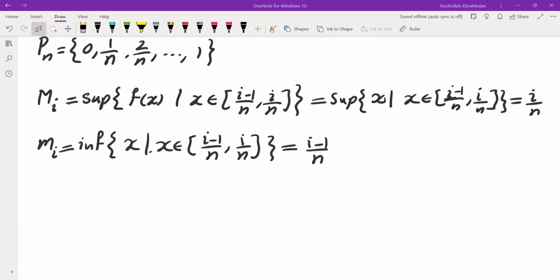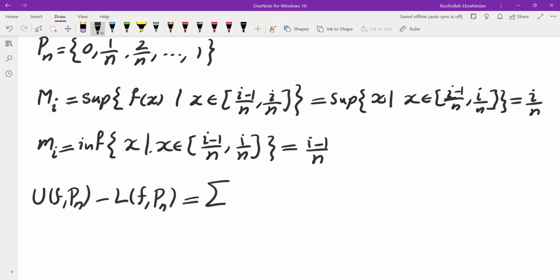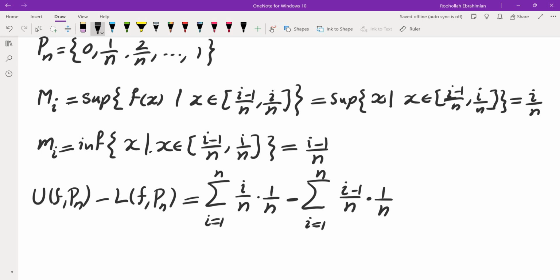If you look at the upper sum minus the lower sum, you would get the sum of capital Mi, which is i over n, i equals 1 to n, times the width of each interval, which is 1 over n, minus the sum of i minus 1 over n times 1 over n, i equals 1 to n. Now, we're going to combine these terms. We get the sum, i equals 1 to n, of i over n minus i minus 1 over n, and then there's a factor of 1 over n. So it becomes 1 over n squared, and this is n times 1 over n squared, which is 1 over n.